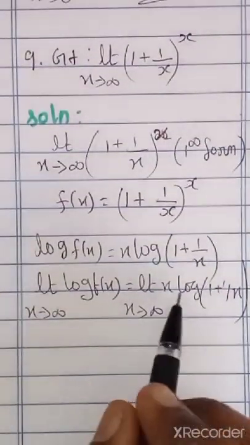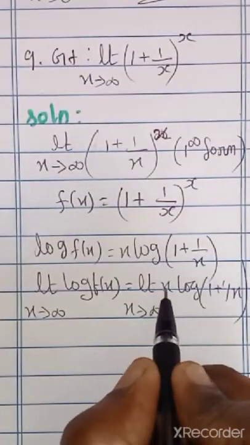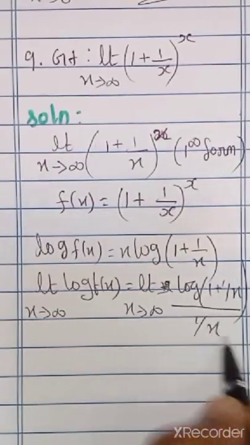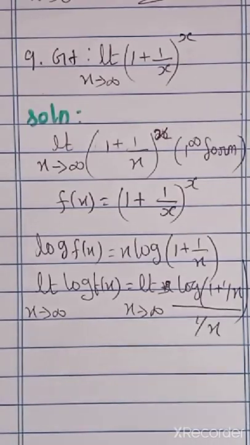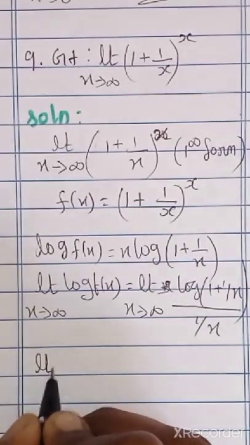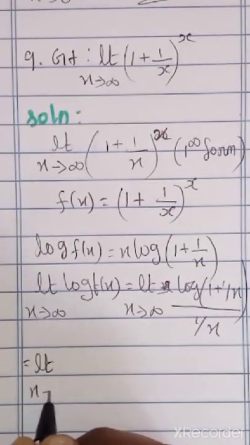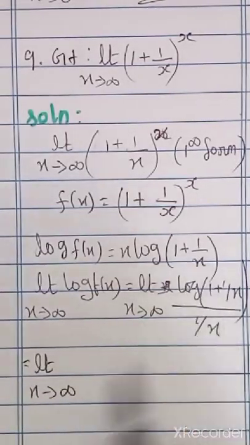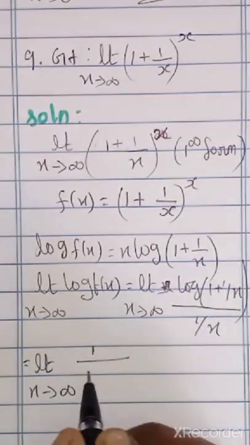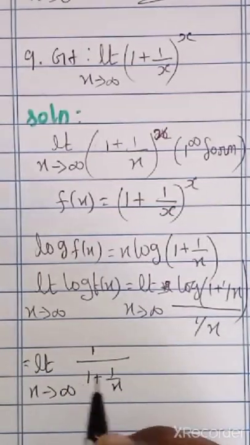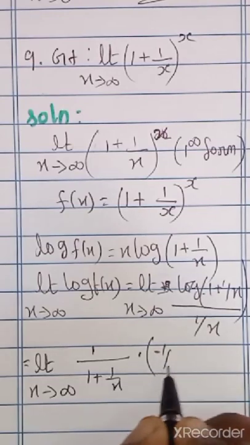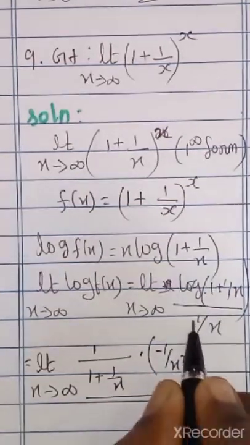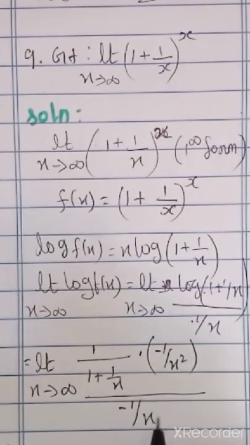Now we should not take x here because we have to use L'Hopital rule now. So x becomes x divided by 1 by x. Why are we taking it like that? To apply the L'Hopital rule. So again if we use L'Hopital rule, this is equal to limit x tends to infinity. Now log differentiate gives 1 by x, so 1 by (1 plus 1 by x) into the derivative of (1 plus 1 by x) which is minus 1 by x square. Similarly 1 by x differentiated is minus 1 by x square.